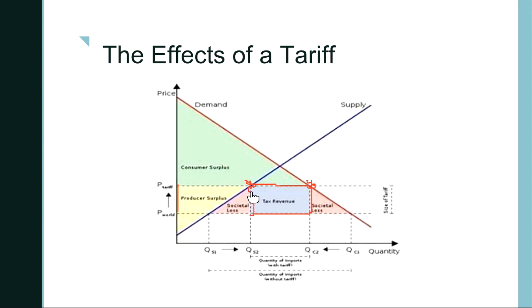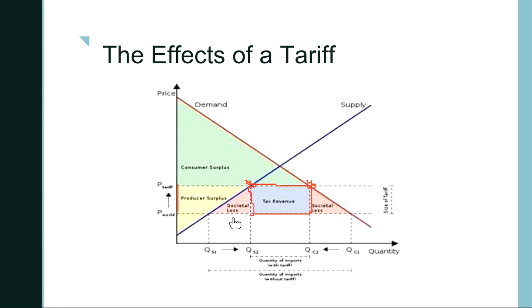So in the event of a tariff, what we find is that, yes, consumer surplus still increases because we still have a few imports, but at the same time, producer surplus increases, much less so than the total surplus loss, because we have 2 deadweight losses. And then the government picks up this tax revenue here in the middle.